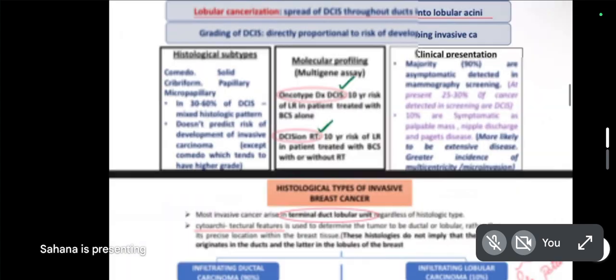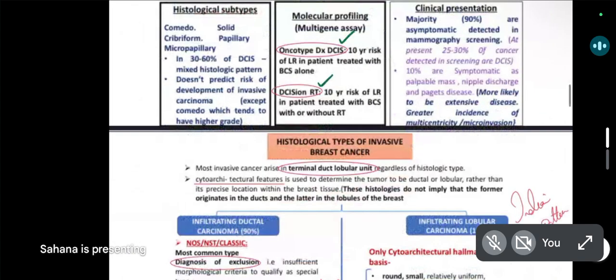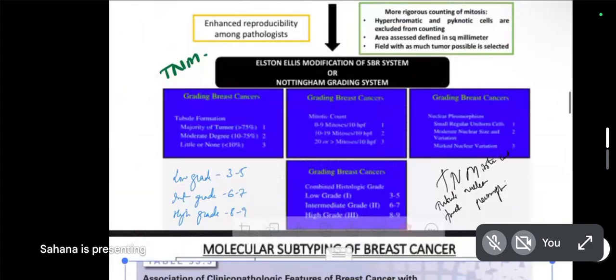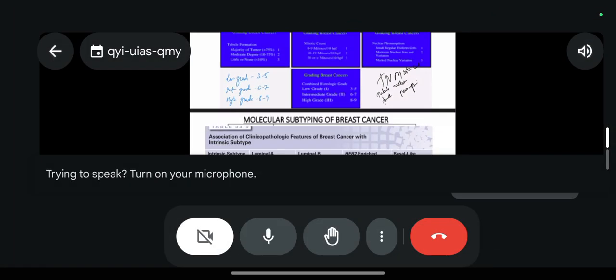And this is about DCIS. So then you have done biopsy, then you have done grading. So Nottingham grading system, you will base it on tubule formation, nuclear pleomorphism, and mitotic rate.